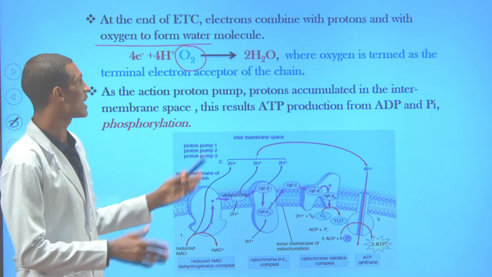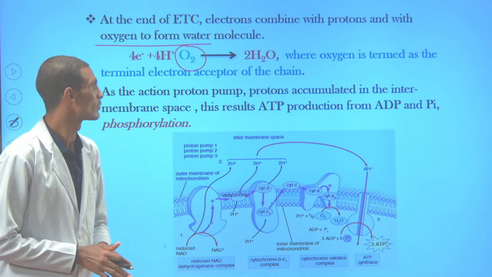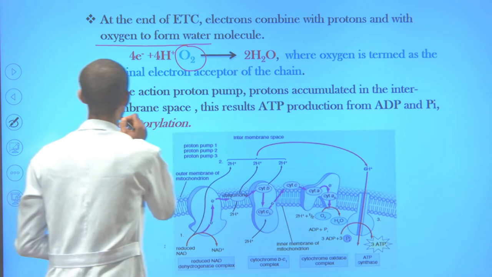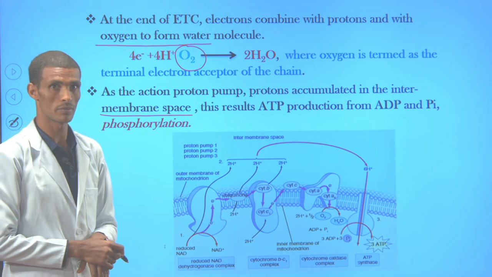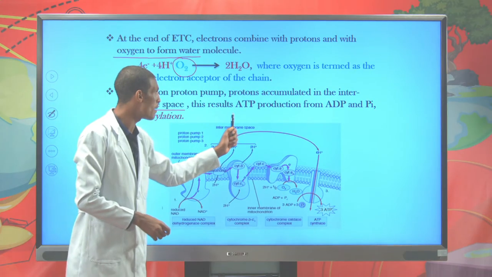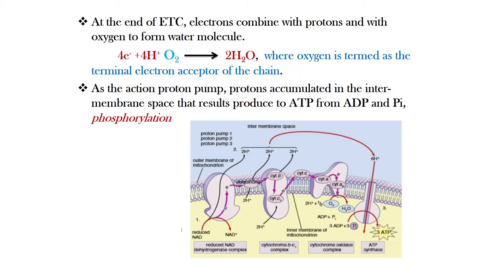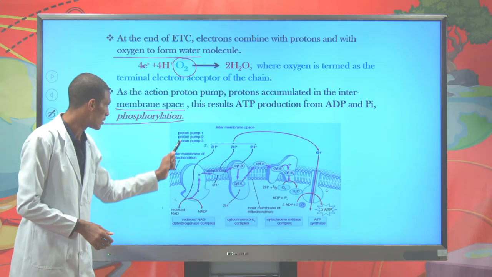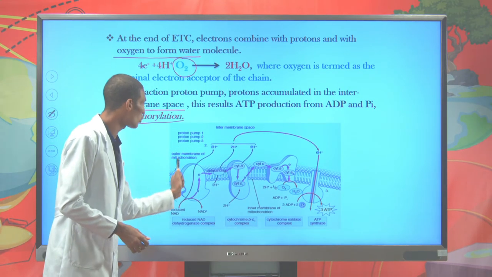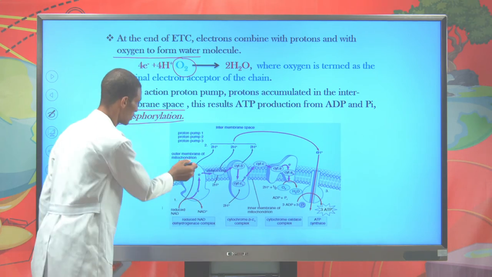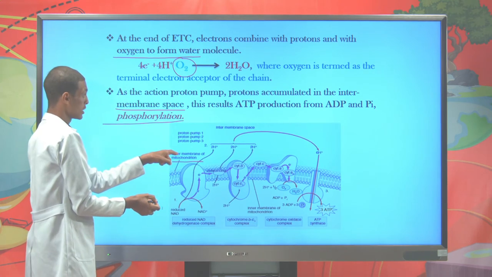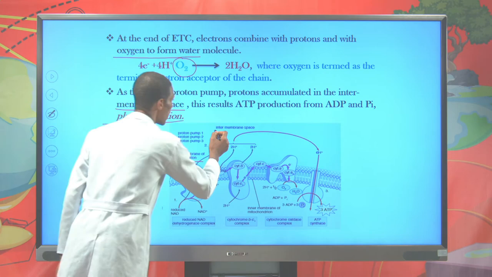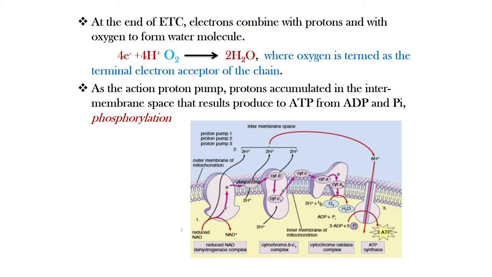So here, as the action of the proton pump, protons are going to accumulate where? In the mitochondrial inner membrane space, where ATP synthesis is found. This is the reason for the binding of ADP and inorganic phosphate, which is the reason for phosphorylation. So here, there is a proton pump from the matrix to the inner mitochondrial space. Proton accumulation from the fluid matrix to the inner mitochondrial membrane, which we call cristae, which is very important.